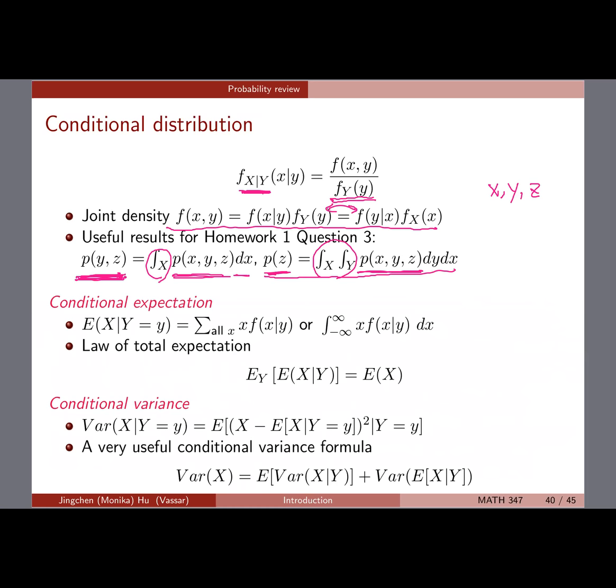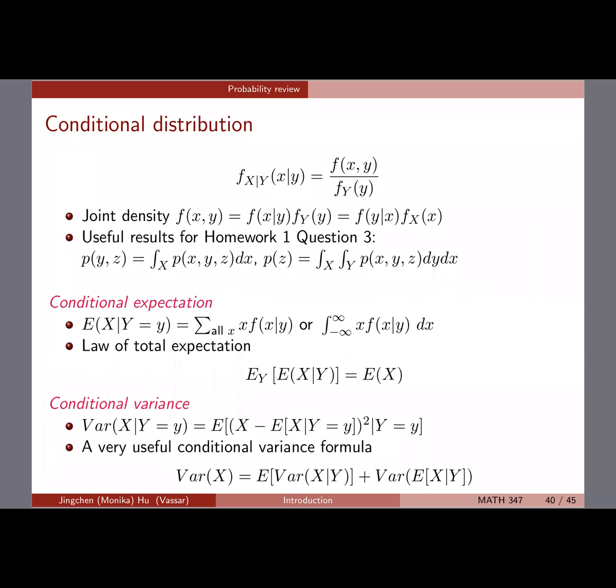Okay, so in the future, if there are other exercises, and there are certain things that I think are useful to remind you, then I will just put a note over there. So far, for homework one, I think you're good to go with those things, yeah. But I put the conditional expectation and variance here just in case we're gonna use them later. Okay. All right, so this is that.